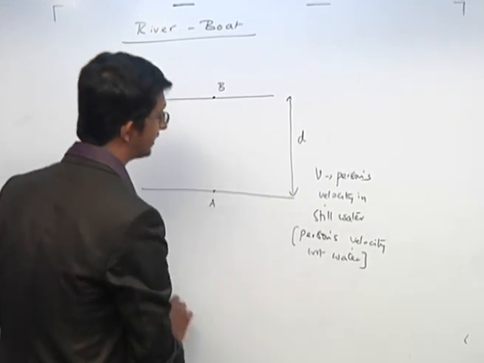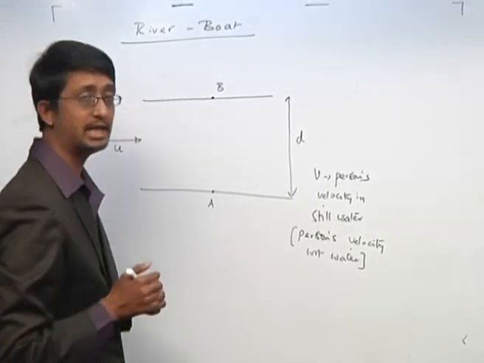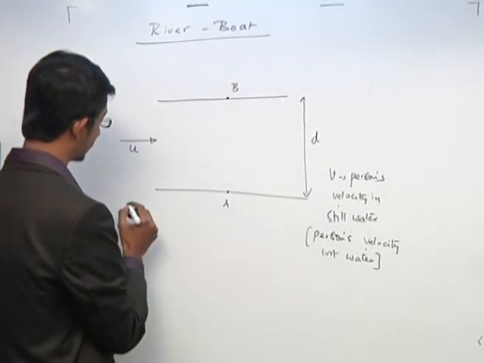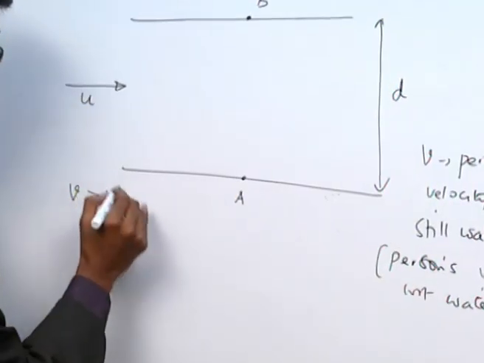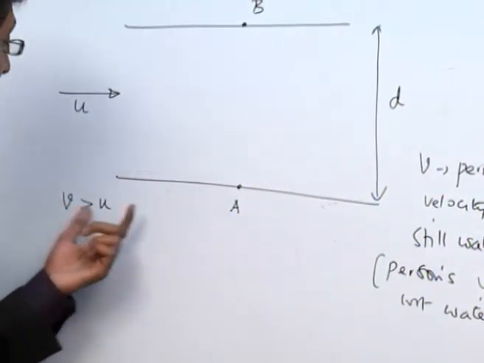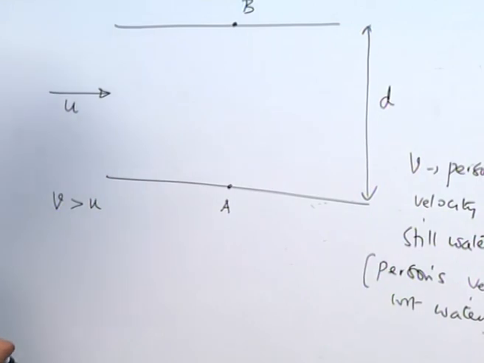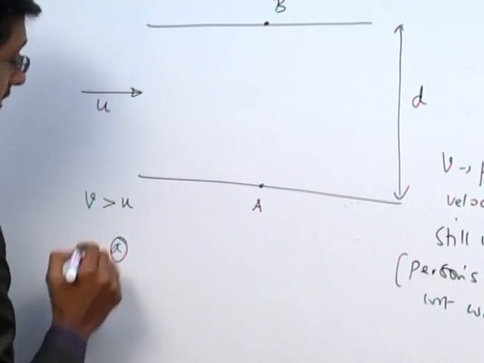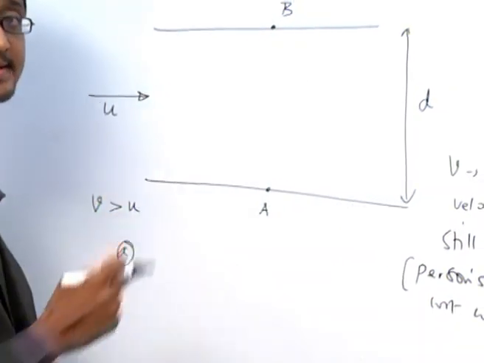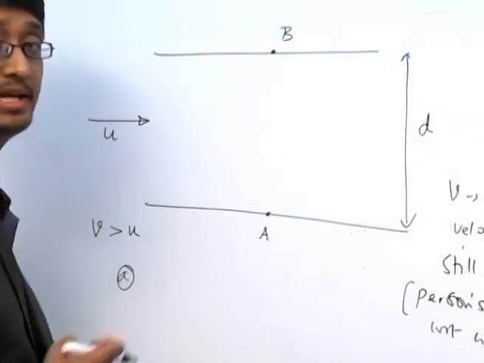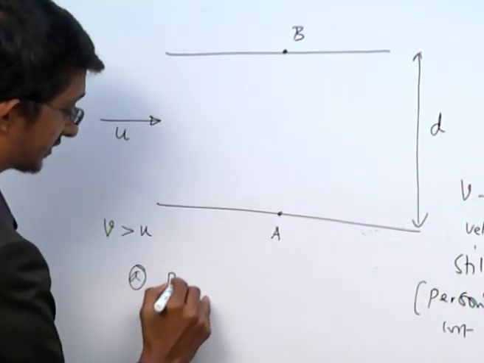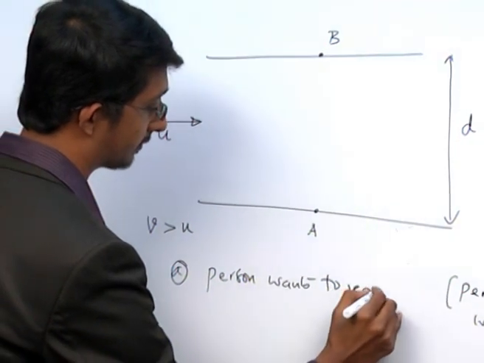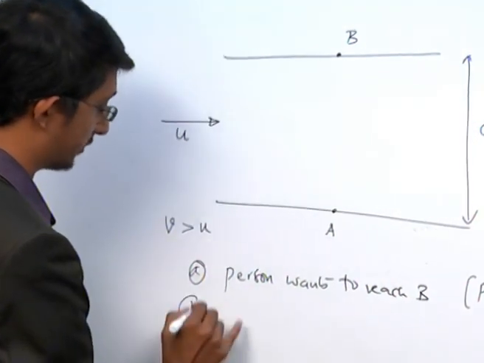So the person's speed in still water is v. The river speed is u. Now there are many cases. First we will discuss everything under the case v greater than u. The person's speed is more than the river speed. Now the problem here is case 1: the person wants to reach the directly opposite point B. This is the first case that we are going to discuss.